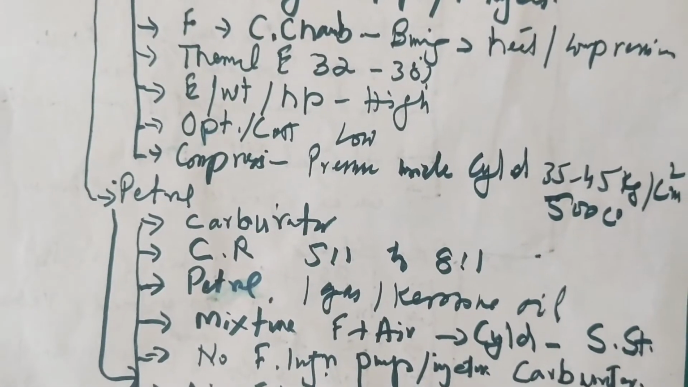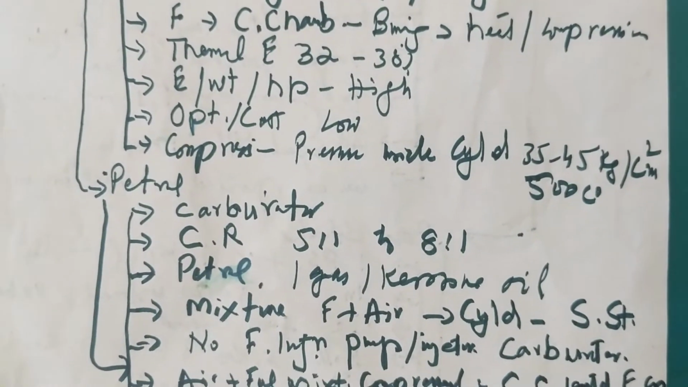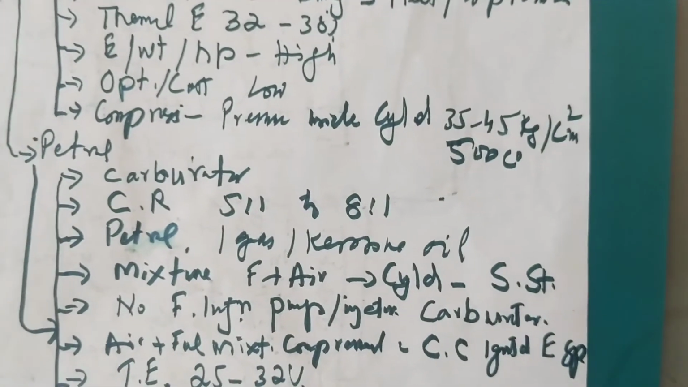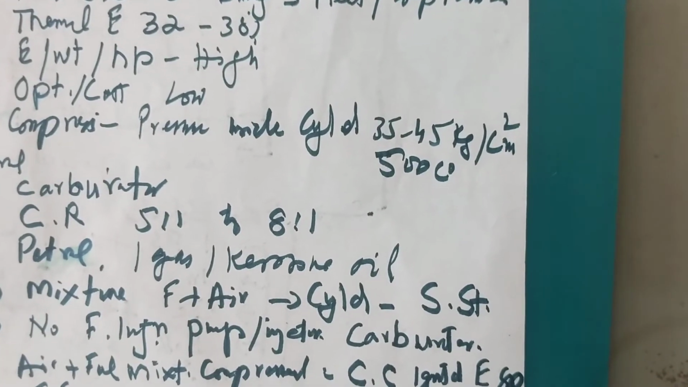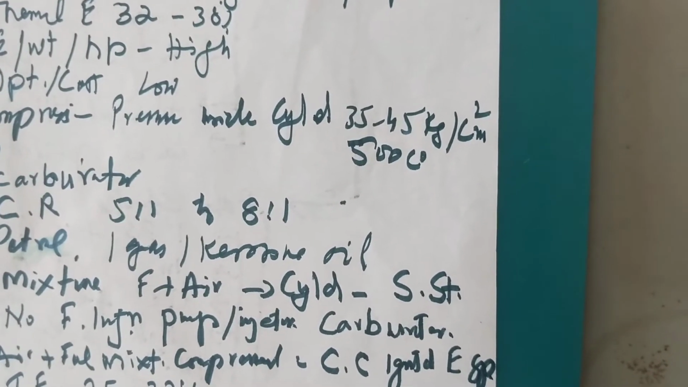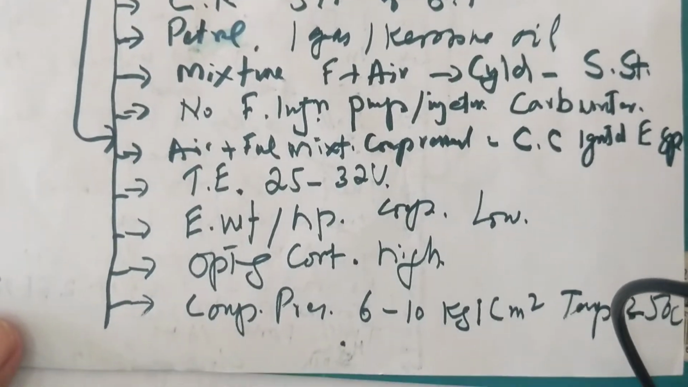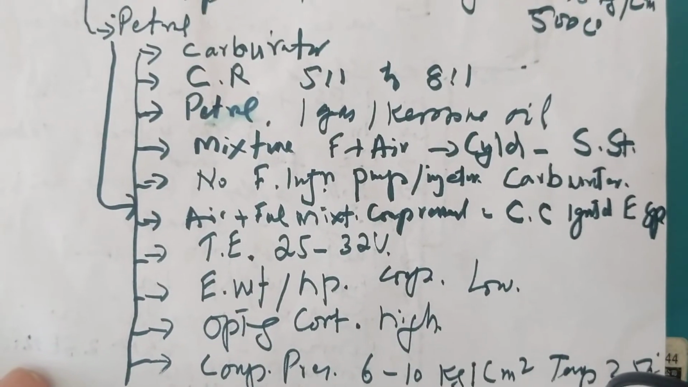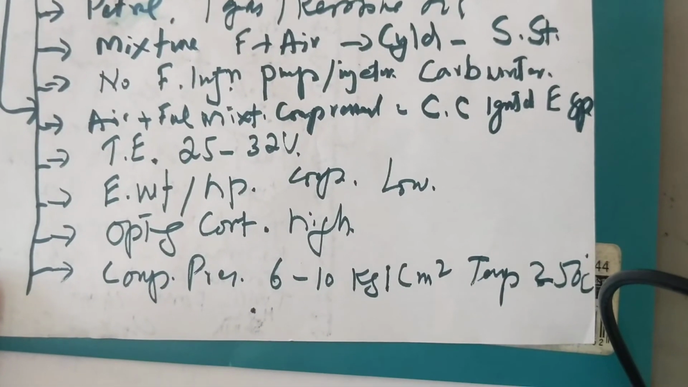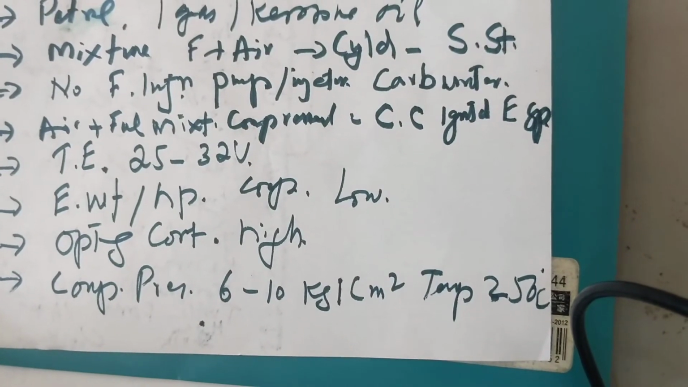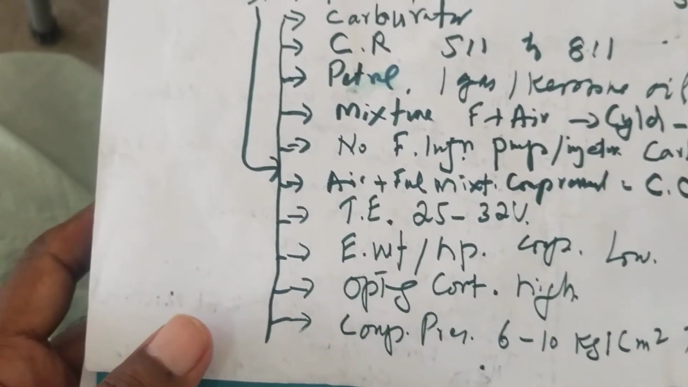The last point of comparison between petrol and diesel engines is, in case of a diesel engine, compression pressure inside the cylinder is 35 to 45 kilogram per centimeter square at 500 centigrade temperature, whereas in case of a petrol engine, compression pressure is 6 to 10 kilogram per centimeter square at a temperature of 250 centigrade.